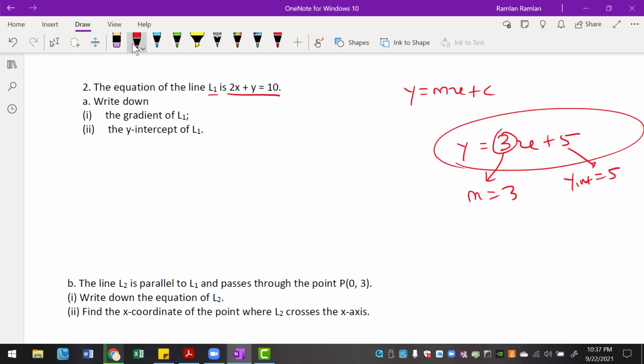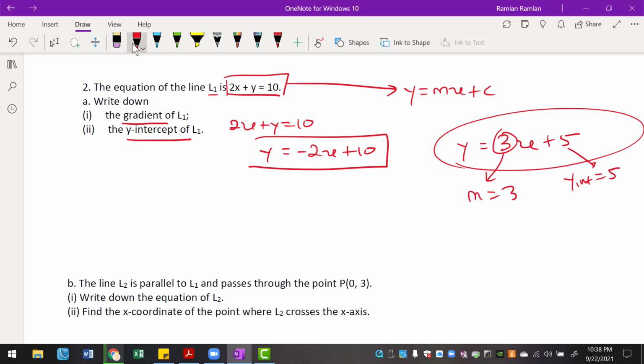Using this concept, for the equation of L1, if you want to find the gradient and the y-intercept, you only need to convert it into this form, which is y equals to something. So if I have 2x plus y equals 10, I can subtract both sides by 2x, or just move it here. I'm going to put the term that has the x variable first on the right side of the equal sign, so it's going to be y equals minus 2x plus 10.